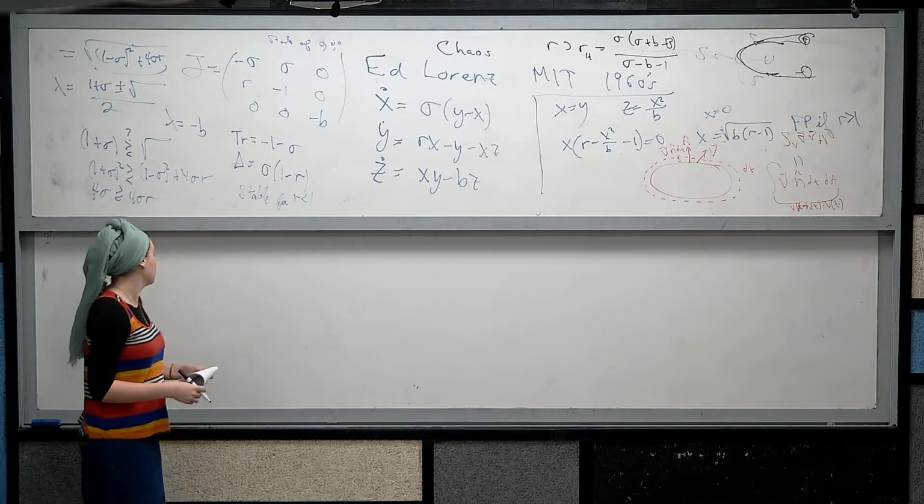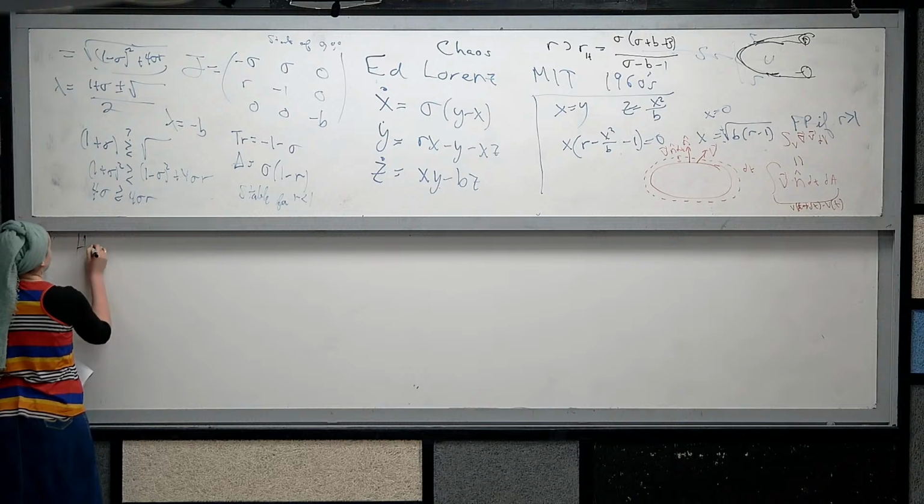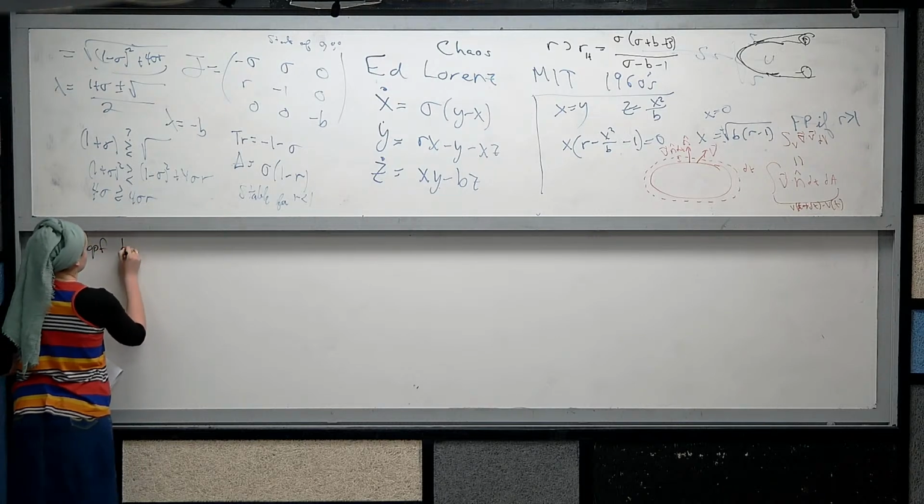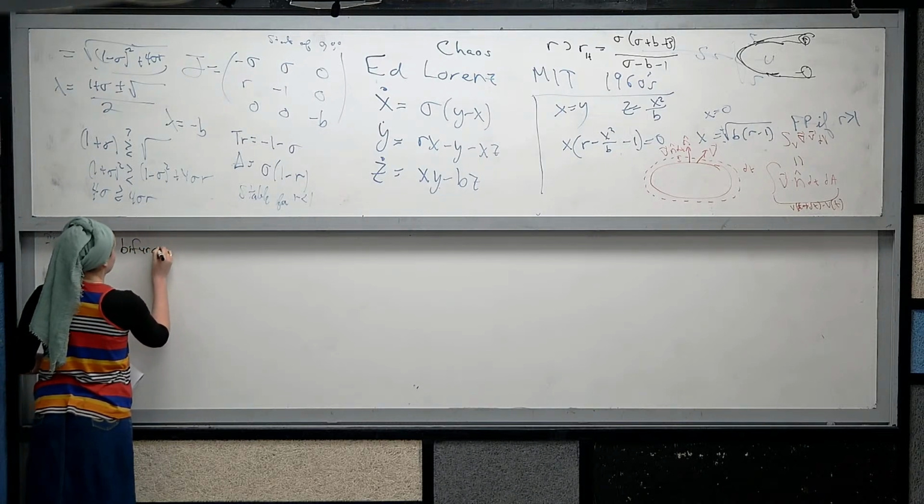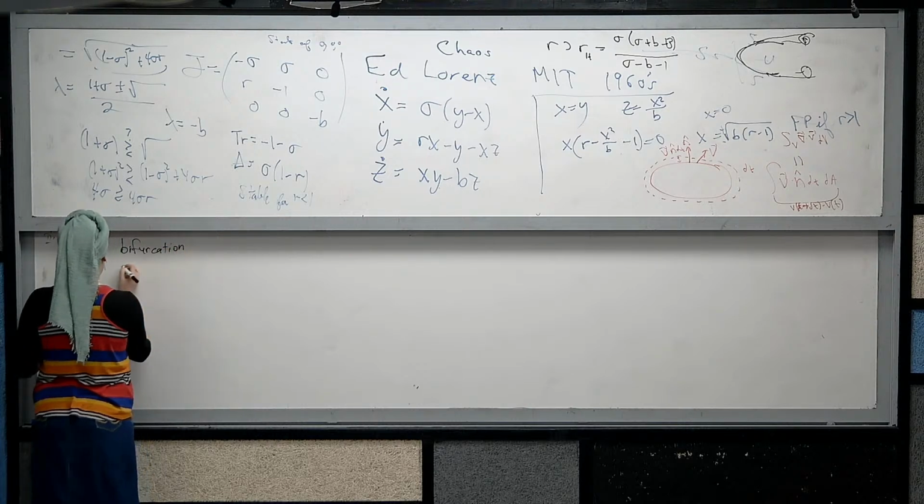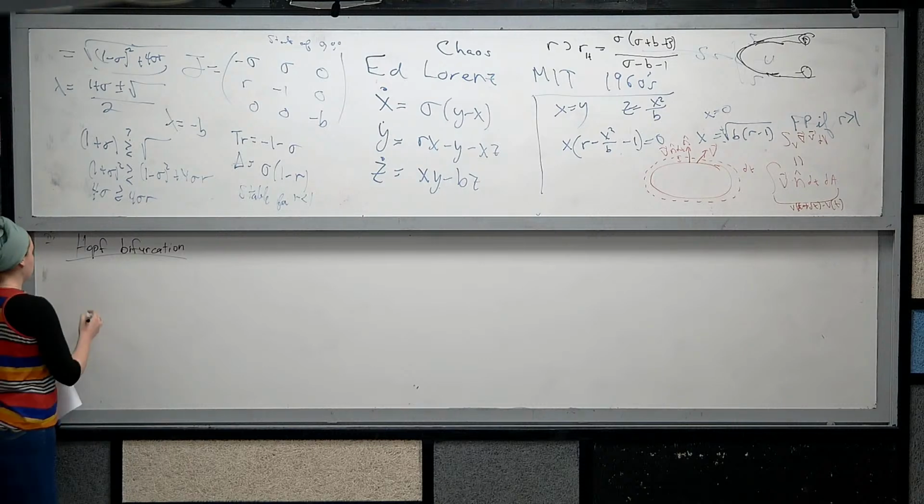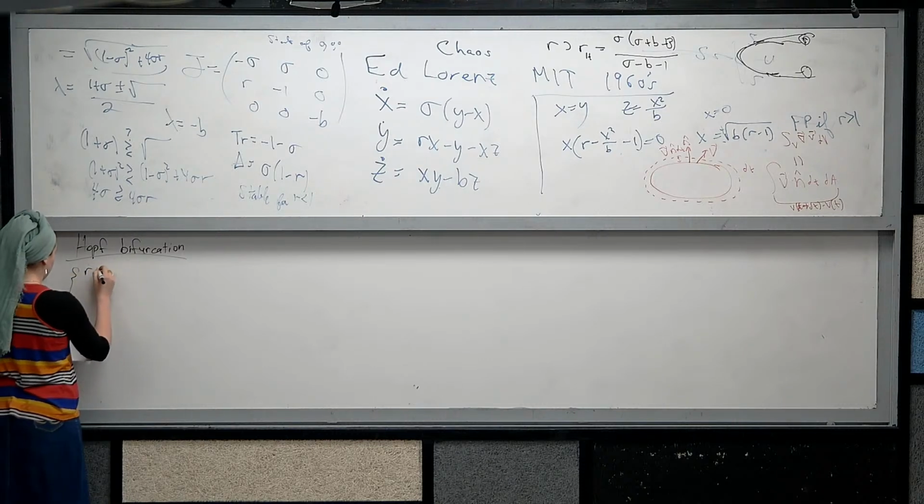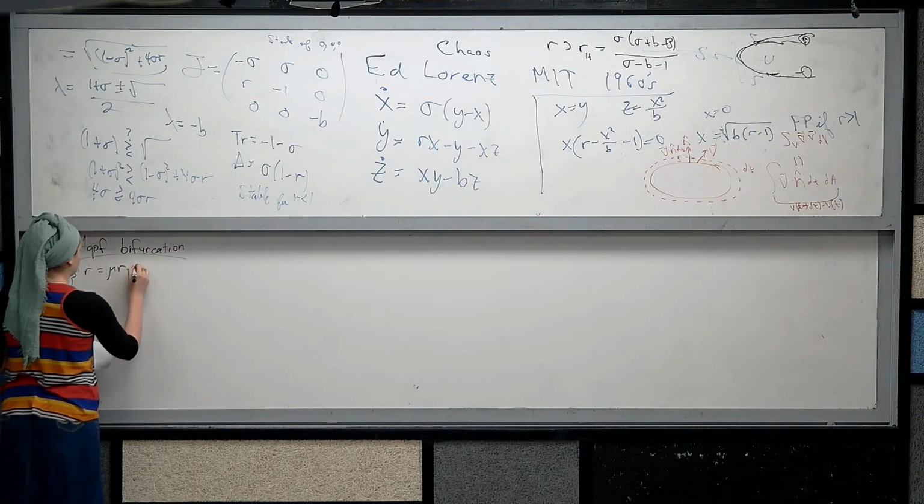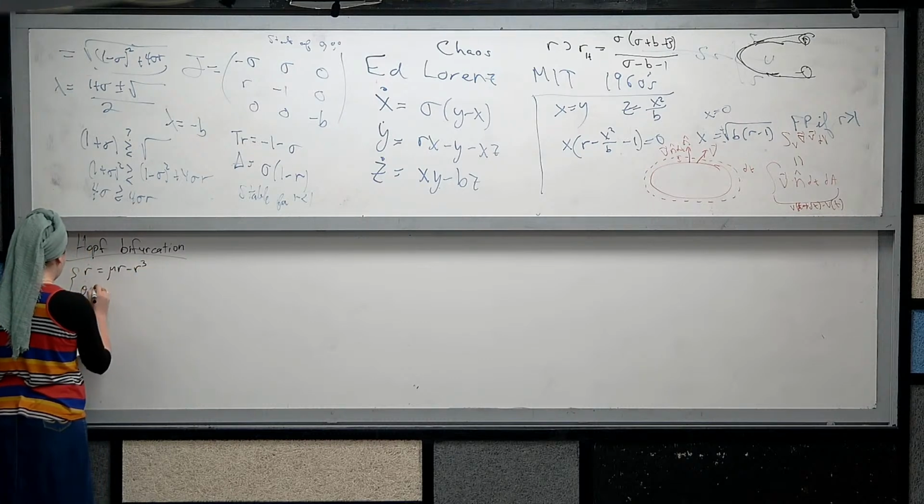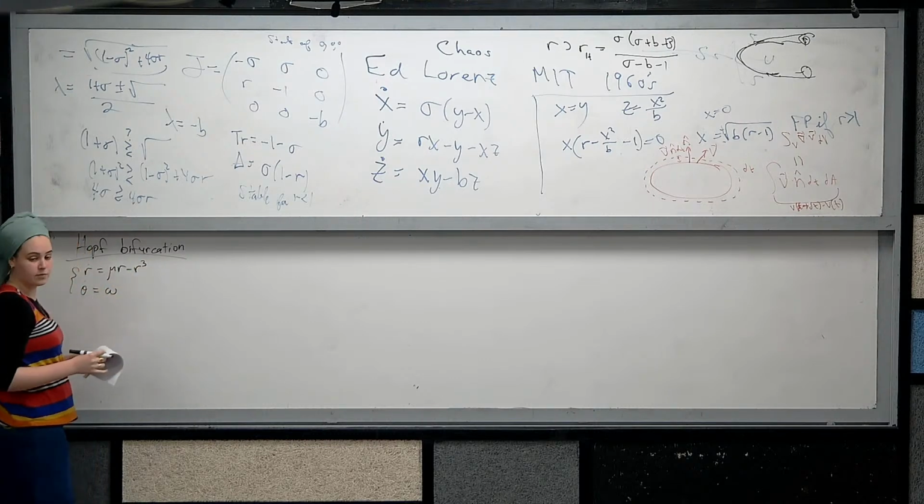Okay, so let's start to talk about Hopf bifurcation. Let's look at the following system. We have r dot is mu r minus r cubed, and theta dot is constant.